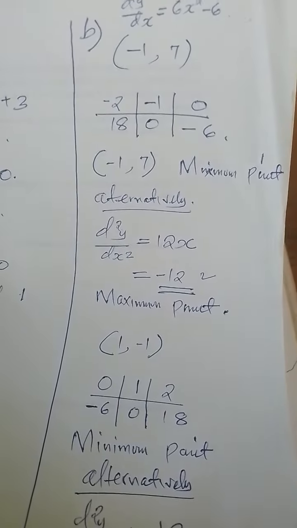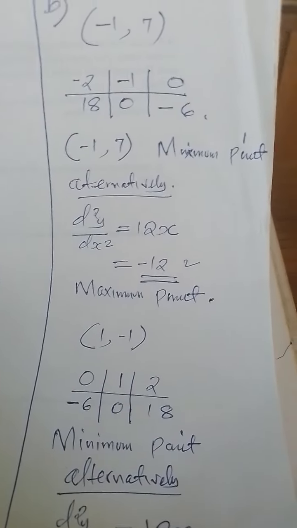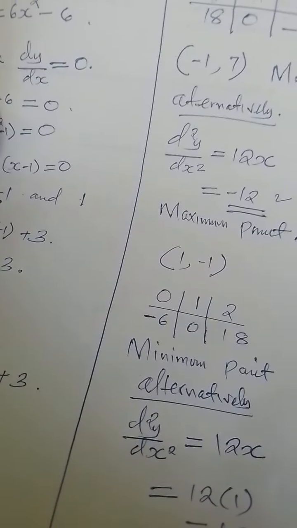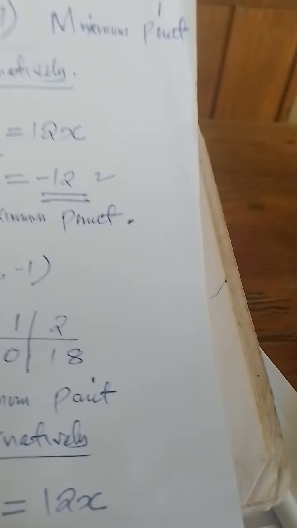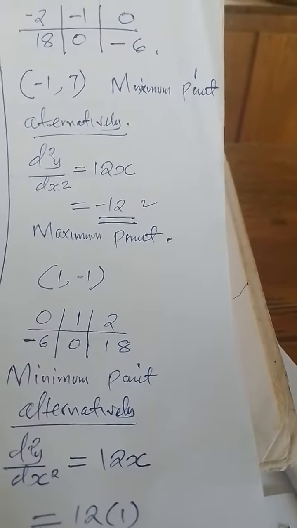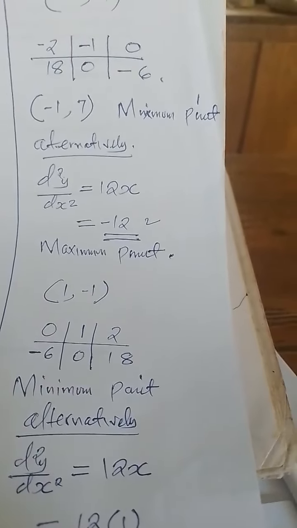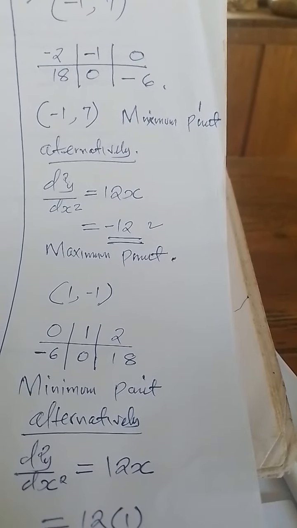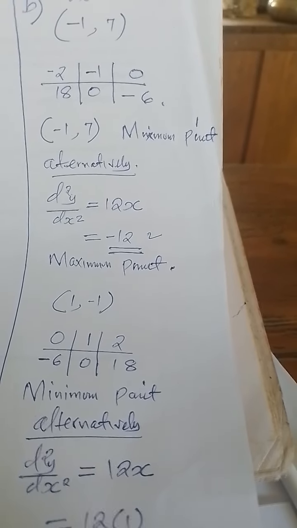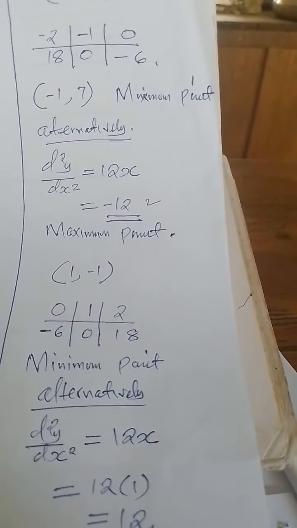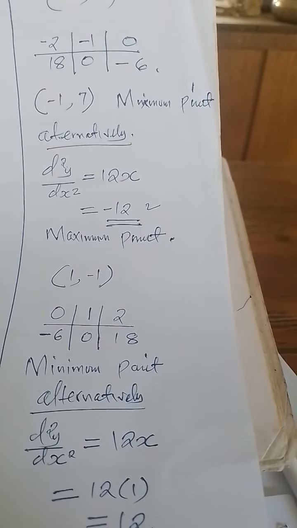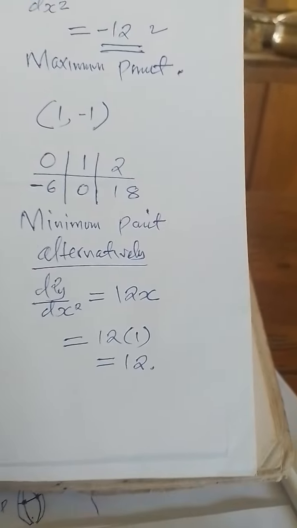So when the gradient is shifted to the right side, it will be 0. To the left hand side, it will be negative 2. You substitute these values back into the equation. If you substitute negative 2, the value will be 18. Then negative 1 will be 0. Then 0 will be negative 6. So this point is a maximum. When the gradient is shifting from positive to 0 then to negative, the point is a maximum point.